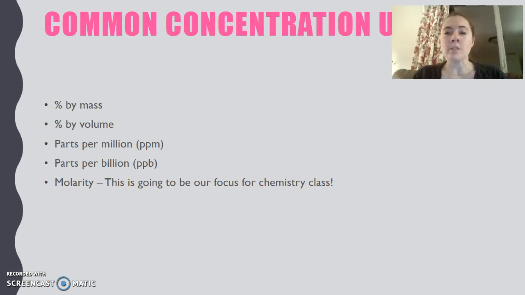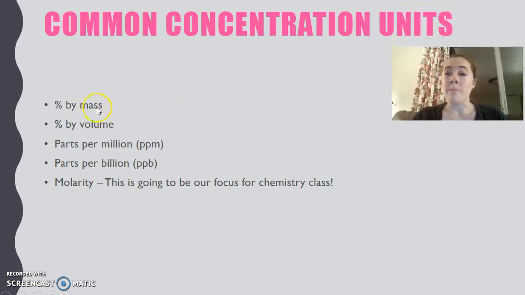There are several concentration units, percent by mass. If you look at your hydrogen peroxide bottles, it will say 3% by mass. You can do percent by volume, parts per million, parts per billion. We look at this mainly when we're looking at the concentrations of chemicals in air. And then molarity. And molarity is what we're going to use in chemistry class. You will see these other concentrations. You need to know that those are units of concentration, but you need to be able to calculate molarity.